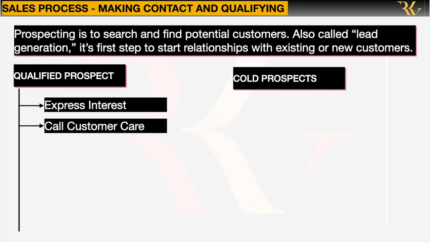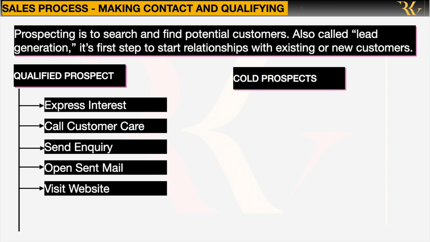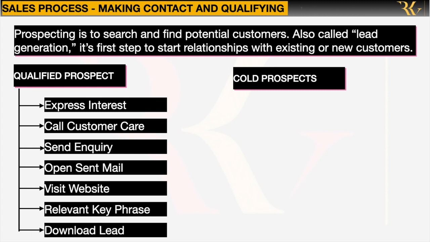They express interest by subscribing to newsletters, calling customer care, asking your customer support a question, inquiring by mail, commenting on social media posts, or using a chat plugin to send inquiries through your website or social media. They may have opened an email sent by your company earlier, visited your website, or mentioned a key phrase relevant to your business on social media. Those who downloaded a lead magnet, for example, a business guide.